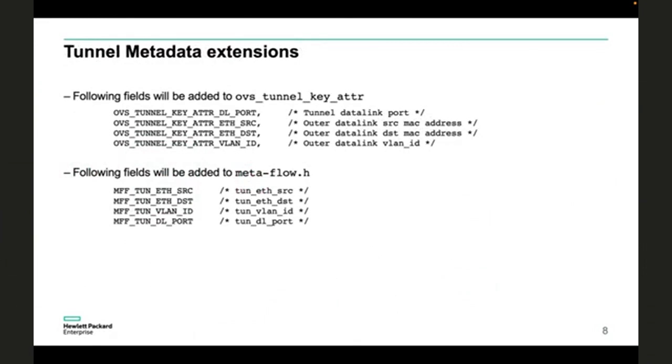To implement this feature, I had to make some critical changes. To the OVS tunnel key attribute enum in OVS openvswitch.h, I had to add 4 new key attributes: tun DL port, tun eth source, tun eth-dst, and tun VLAN ID to identify the 4 new fields. Also added 4 new corresponding metaflow fields to metaflow.h, which are similar to tun ID, tun source, etc. These will enable OpenFlow actions or OpenFlow match operations on the newly added fields.